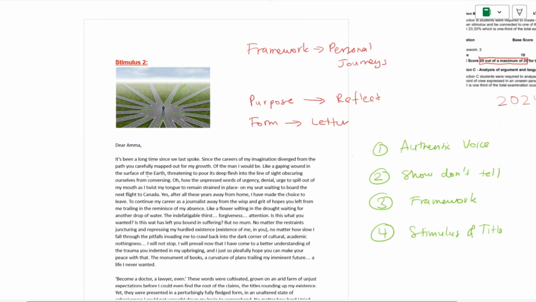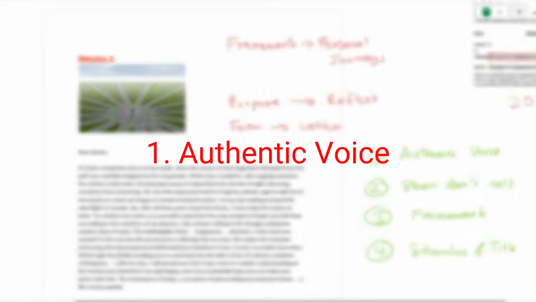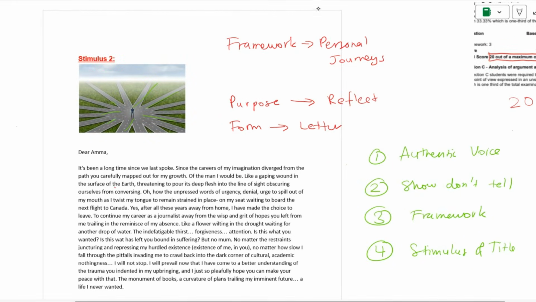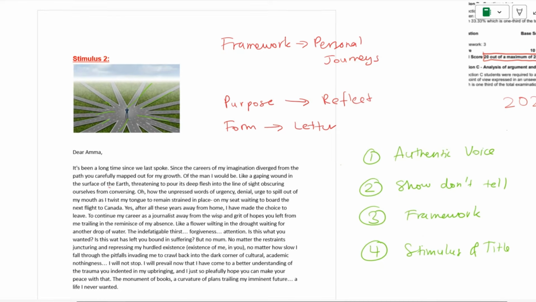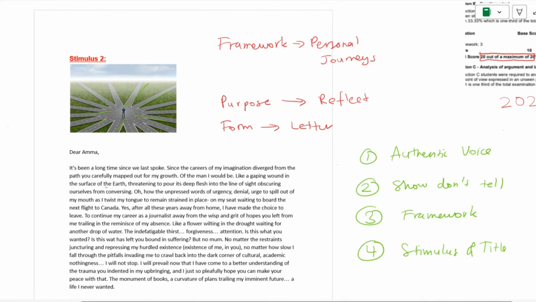So we'll start with the first point here, authentic voice. A little bit of a summary of what I mean by authentic voice is basically just asking yourself this question before you go into writing. What is actually the message you want to get across to your examiner or your imaginary audience? And is what you're writing about something that you are truly passionate about? I want you guys to ask yourself this very important question.